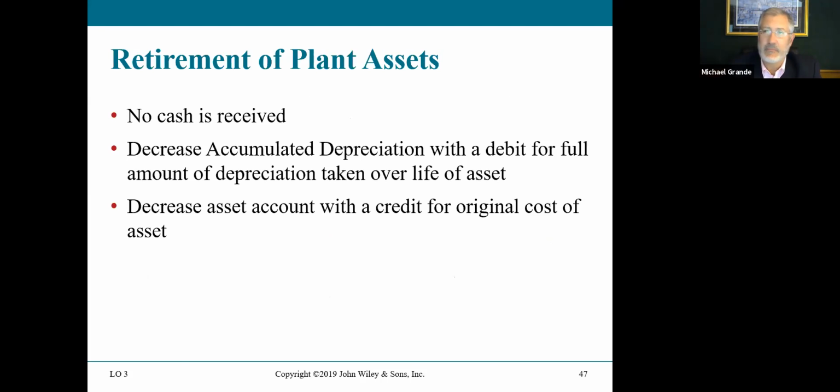Retirement of an asset. No cash received here. They just get rid of it. Decrease accumulated depreciation with a debit for the full amount of depreciation taken over its useful life. Decrease the asset account with a credit for the original cost of the asset. You still got to remove the asset. It's just no what? No cash.